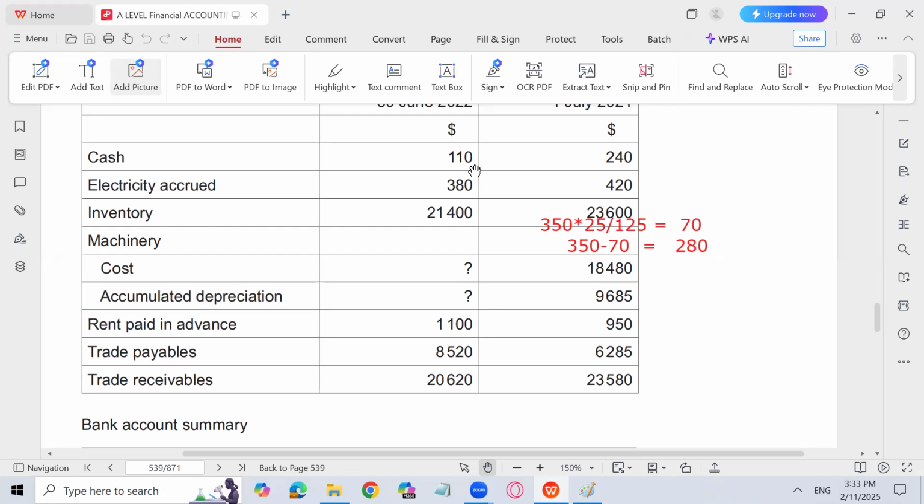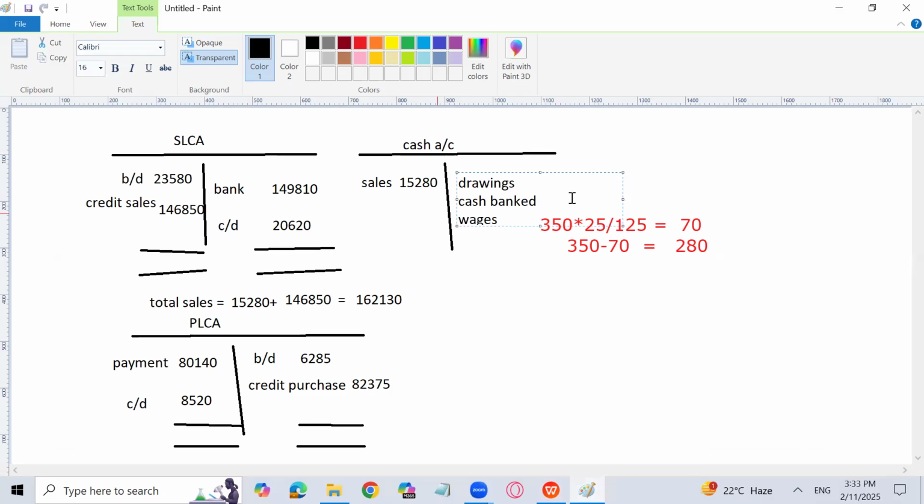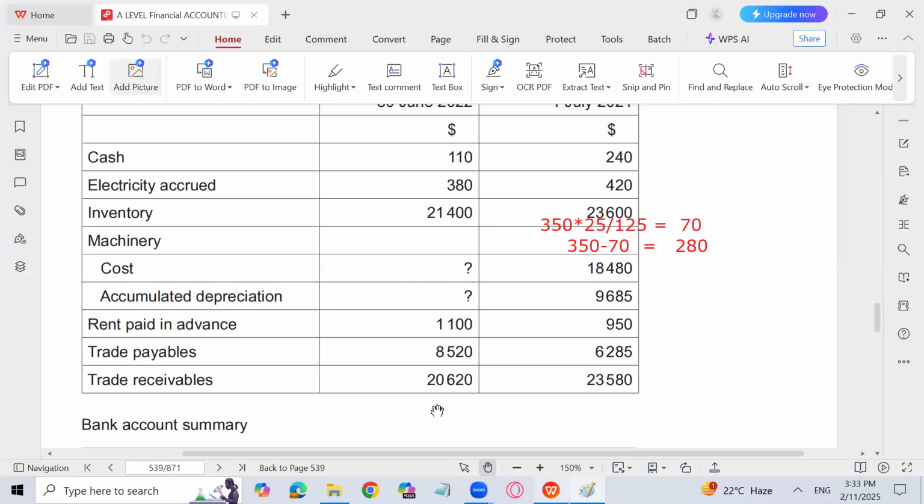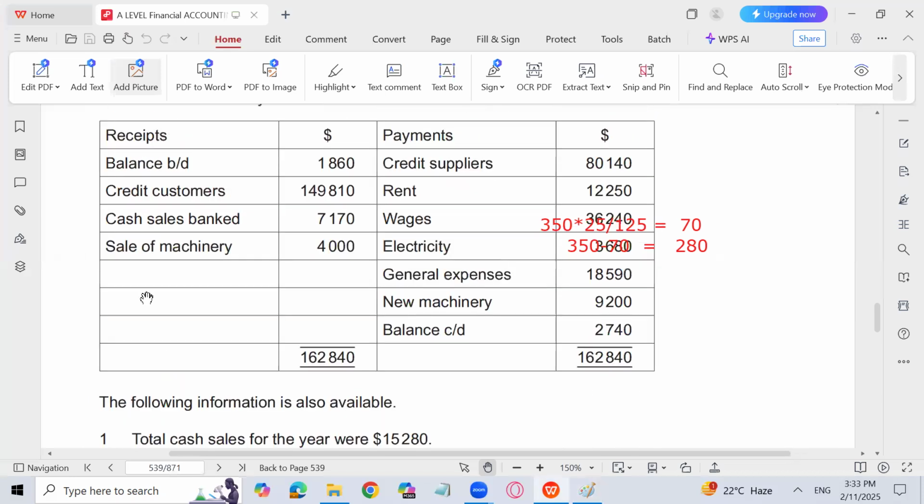Sometimes they are not available. Sometimes they have been given in the question. 240 and 110. I will write here, brought down 240, and I will write here, carry down 110. Now let's talk about the drawings, which is the cash drawings.